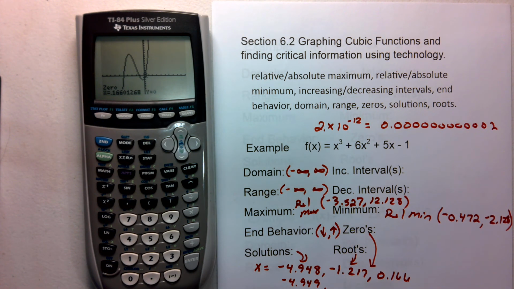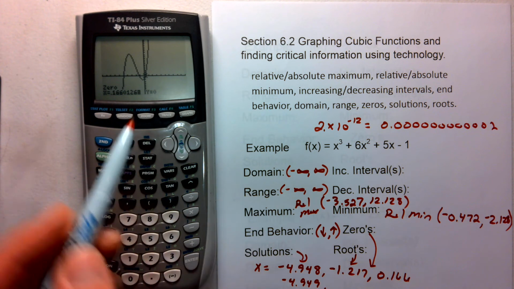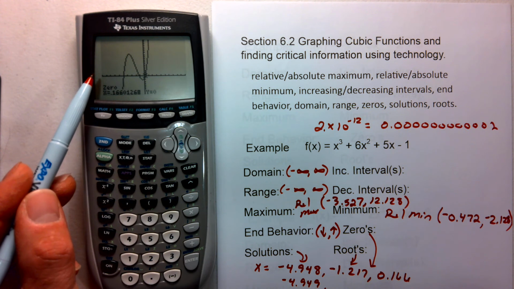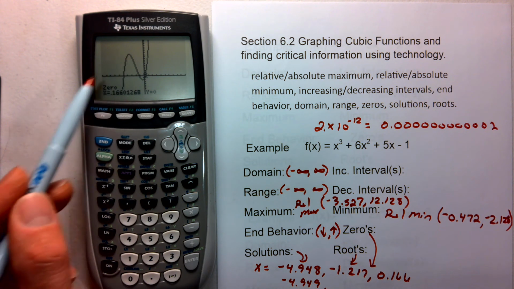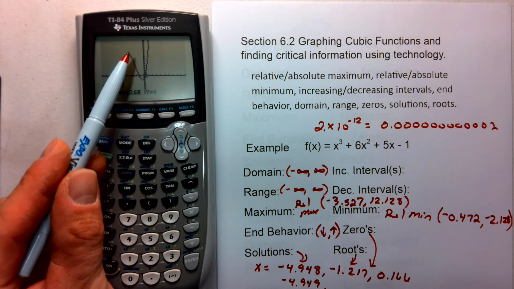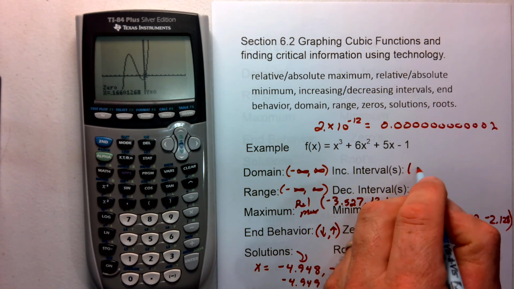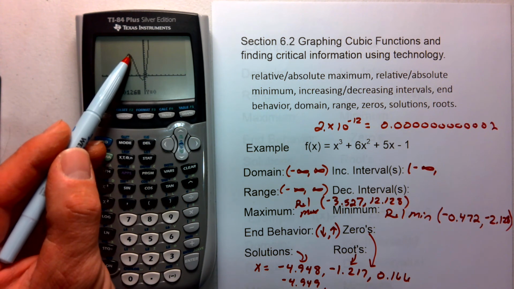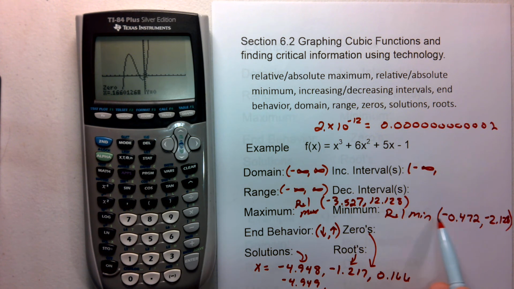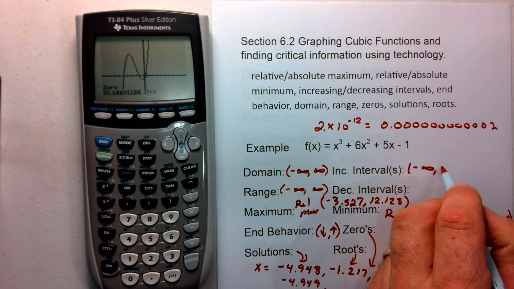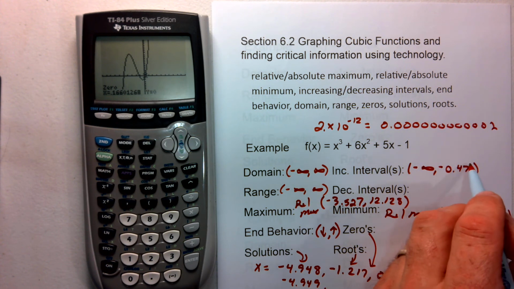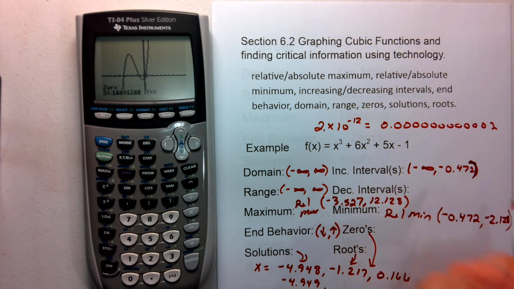The last thing we're going to talk about is increasing and decreasing intervals. So where is this increasing? Well, again, we're talking about the x values when we increase, and we're going to start at negative infinity because this thing is coming up, negative infinity all the way to this x value of this high point. So we're going to say negative infinity. Well, what is that value? Remember, that came from our relative minimum. And our relative minimum was at negative 0.472 and then this 2.128. So we have the x value at 0.472. And that's going to be at a parenthesis.